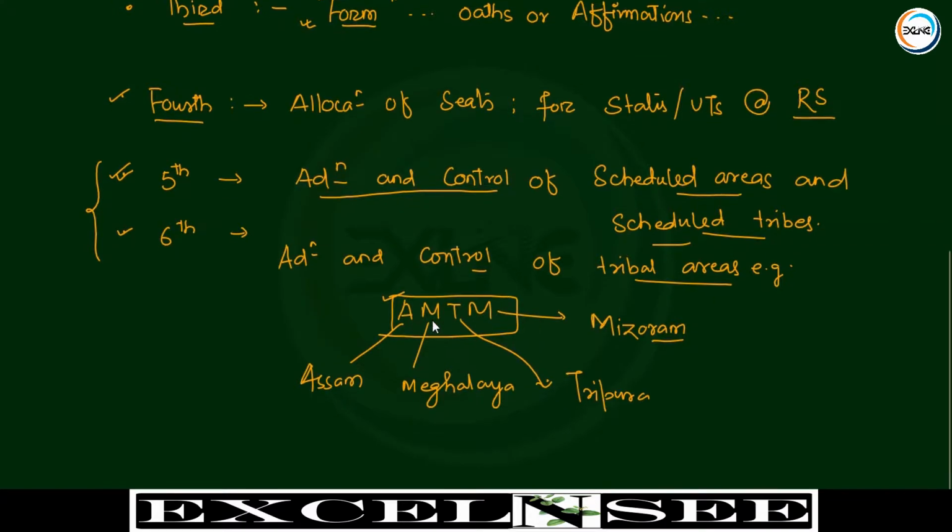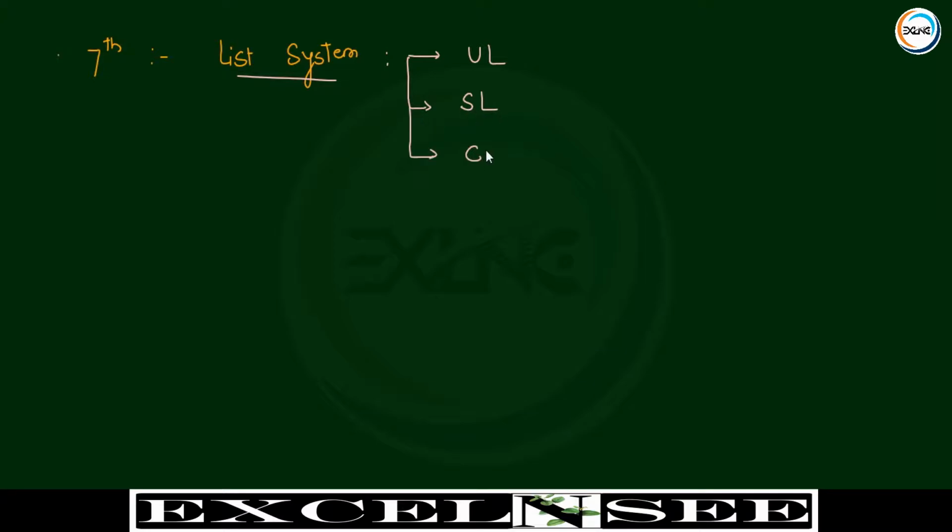Okay, now let's see the 7th schedule. The 7th schedule basically talks about the list system. How many lists are there? I hope you remember. There are 3 lists. There is an exclusive list for the union government, the union list. There is an exclusive list for the state government, the state list. And there is something called the concurrent list. So: union list, state list and concurrent list.